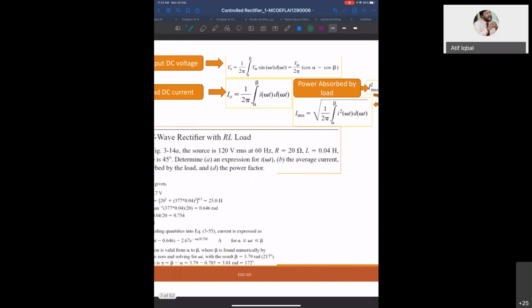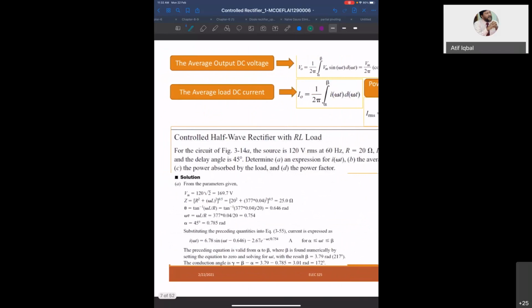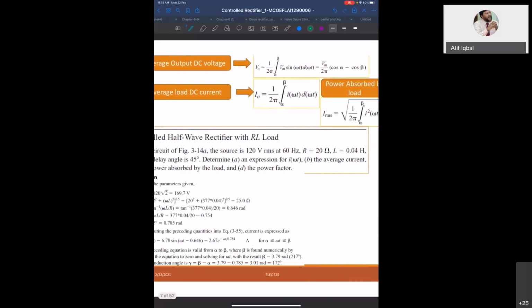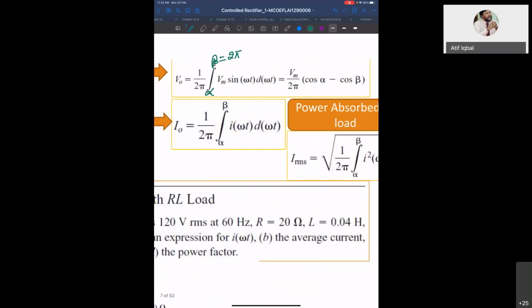You see here. We'll come to your question, and when we are solving the problem, you'll see how we get alpha. So the average output DC voltage is what? Now you see, it is alpha to beta. What was the limit in the half wave rectifier with resistive load? It was 2 pi, but with RL load it becomes alpha to beta. So you get this as your average voltage.